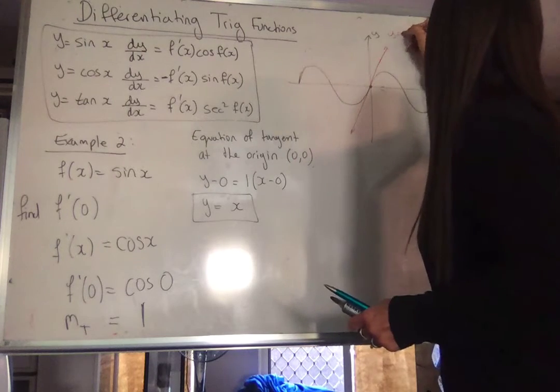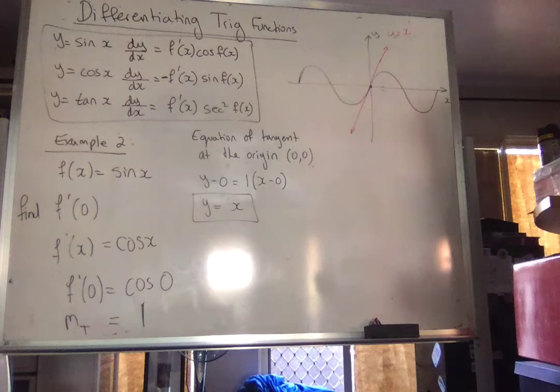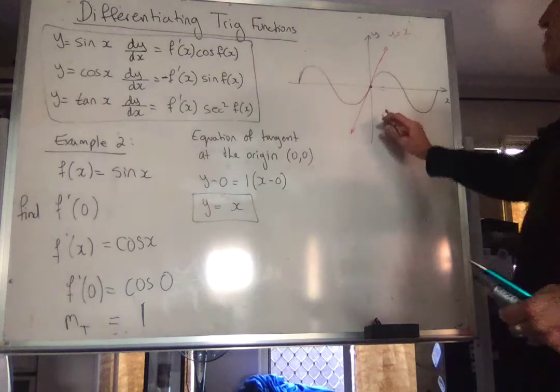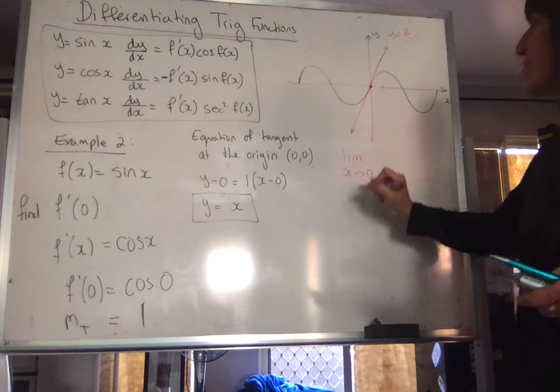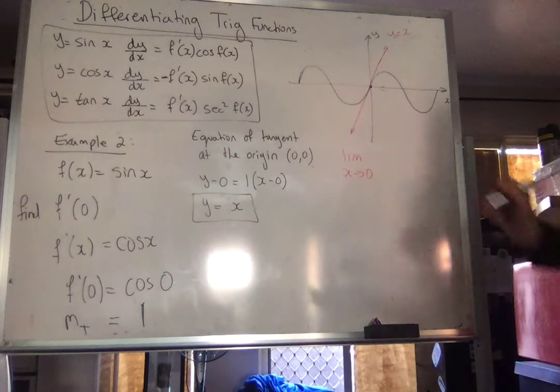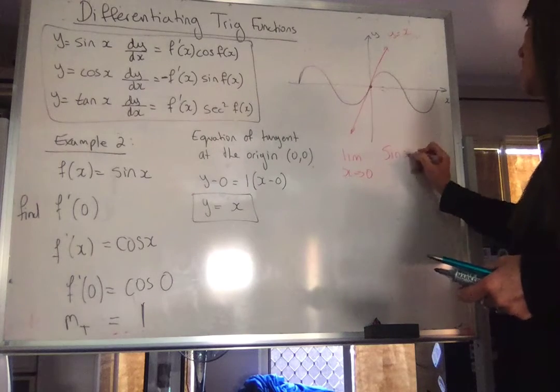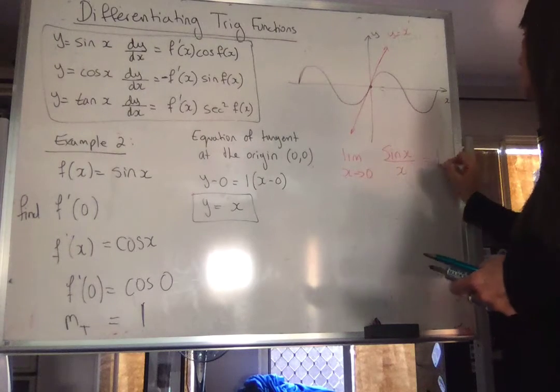This is y equals x. So when x equals 1, y equals 1. When x equals -1, y equals -1, and so on. So this is showing that very important rule that we looked at before, the limit of x approaching 0 of sine x over x equals 1.